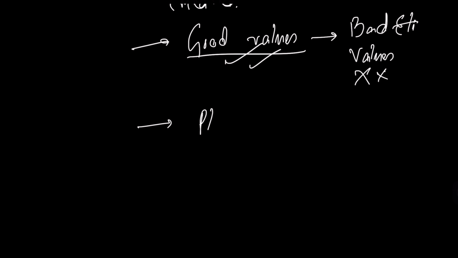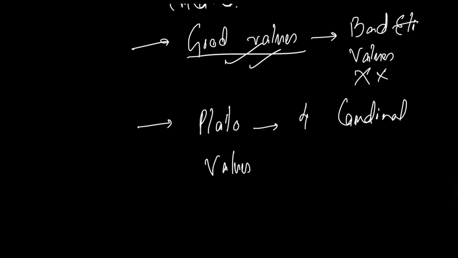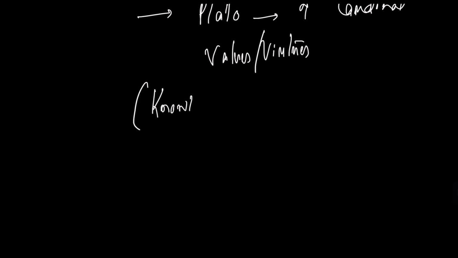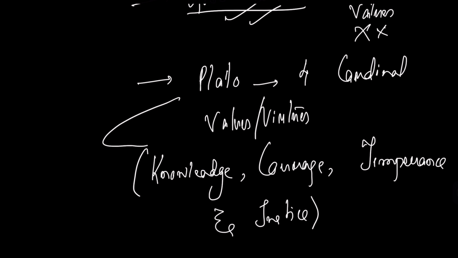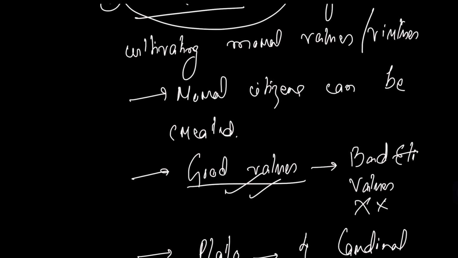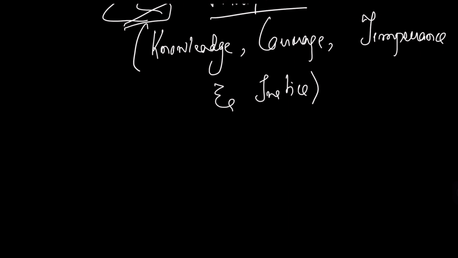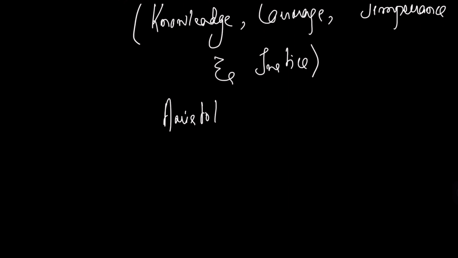The main example we can talk about is the Greek philosopher Plato, where he talked about four cardinal values or virtues of a good citizen, and these are knowledge, courage, temperance, and justice. For Plato, these are the four cardinal values or virtues that need to be cultivated. Okay, this is all about virtue ethics. Here we can also talk about Aristotle, Socrates and other Greek philosophers.